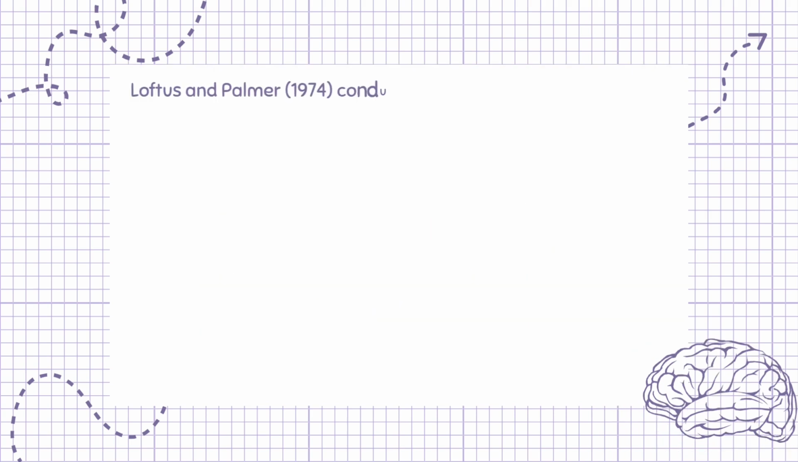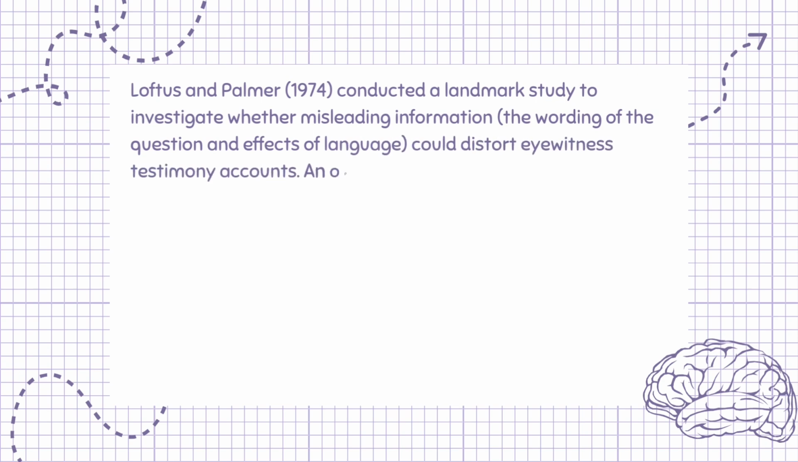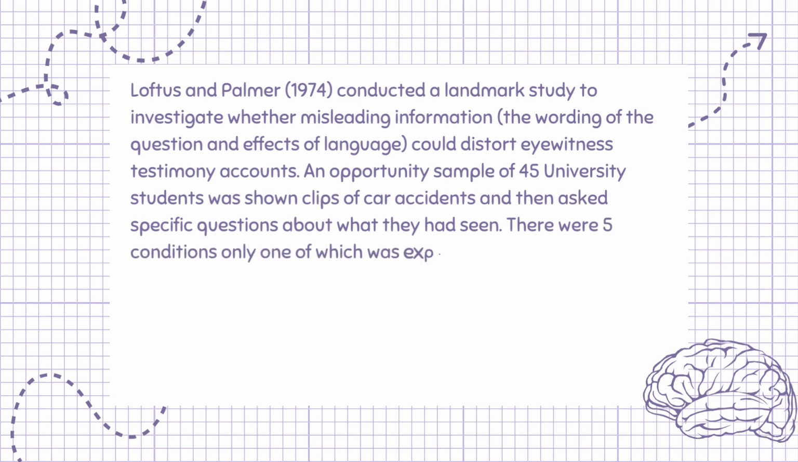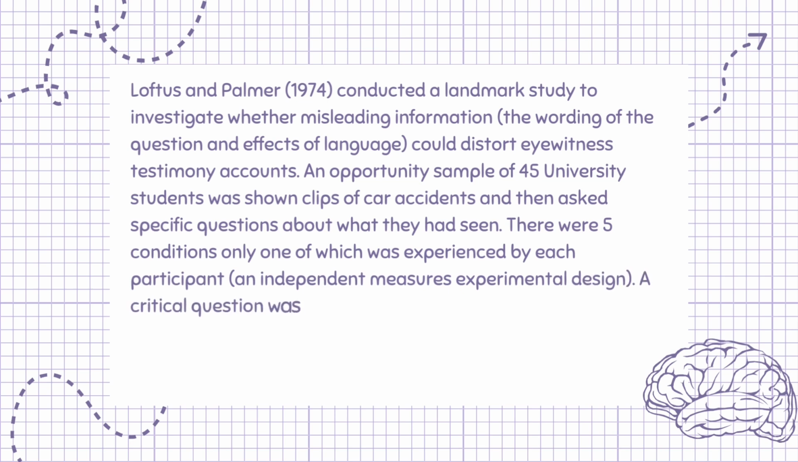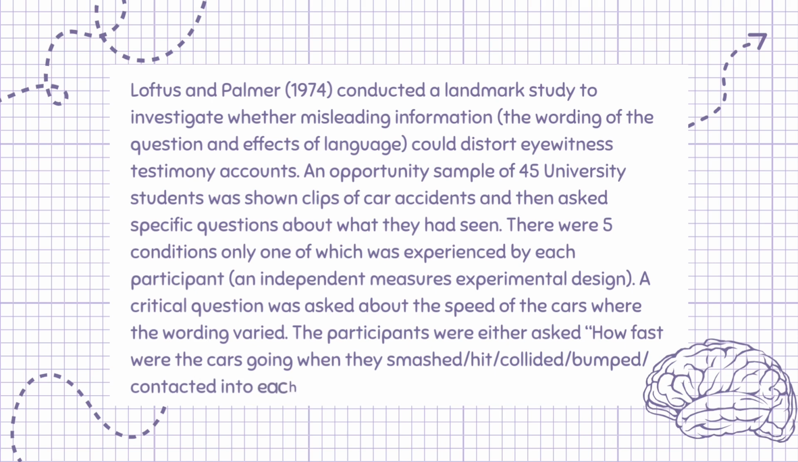Loftus and Palmer, 1974, conducted a landmark study to investigate whether misleading information, the wording of the question and effects of language, could distort eyewitness testimony accounts. An opportunity sample of 45 university students was shown clips of car accidents and then asked specific questions about what they had seen. There were 5 conditions, only one of which was experienced by each participant, an independent measures experimental design. A critical question was asked about the speed of the cars where the wording varied. The participants were asked how fast the cars were going when they smashed, hit, collided, bumped, or contacted each other.